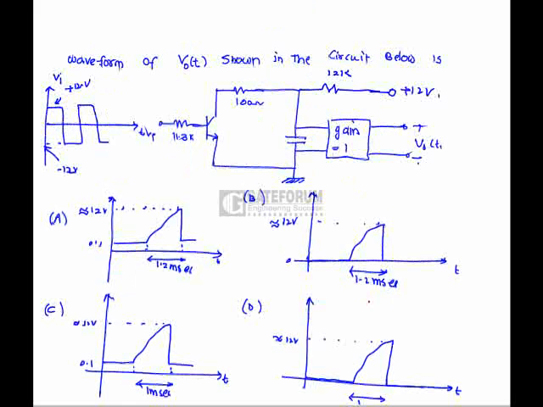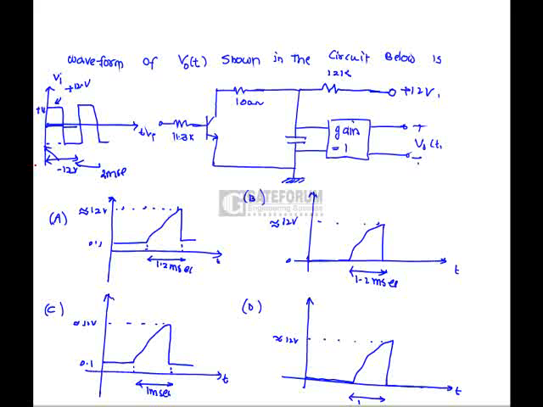The question is: the waveform of V naught of t shown in the circuit below is... Here the clock duration is 2 milliseconds, meaning it attains plus 12 volts for the first 1 millisecond, and for the next 1 millisecond it takes minus 12 volts.